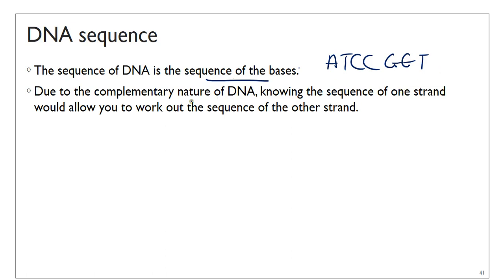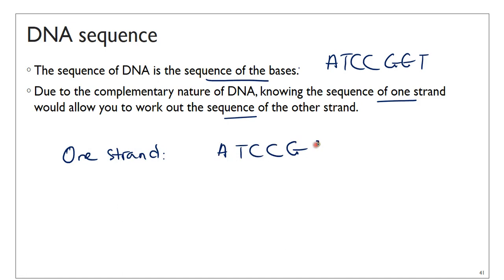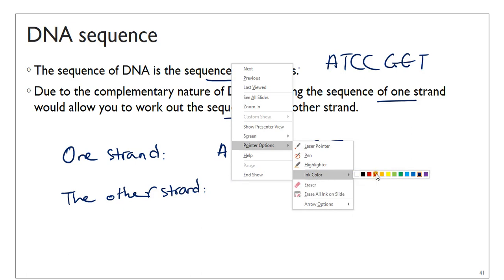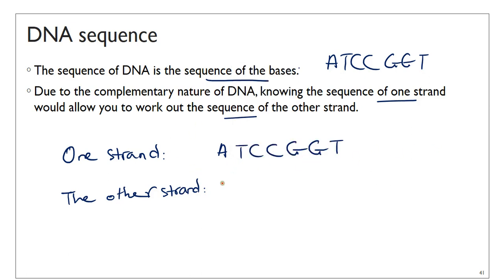The interesting thing about DNA, though, is due to the complementary nature of DNA, you just need to know the sequence of one strand to work out the sequence of the other strand. So there are 2 strands in DNA. Let's say one strand has the sequence of A, T, C, C, G, G, T, which is what I just wrote here. You can work out the sequence of the other strand just by this, because you know that they can only bond together via complementary pairing. So let's just use the other strand.